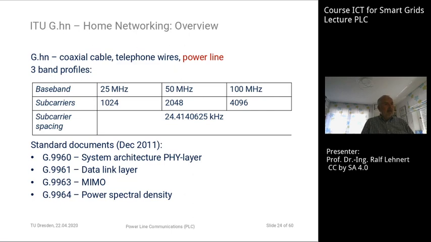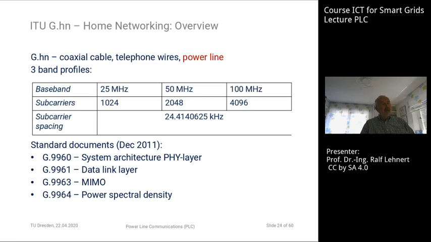This is OFDM, and there are a lot of OFDM subcarriers. The carrier spacing is the same for all these variants, about 24 kHz. The small one has 1024 subcarriers and the big one 4096, but there are some restrictions.